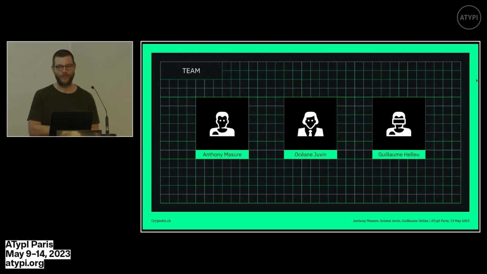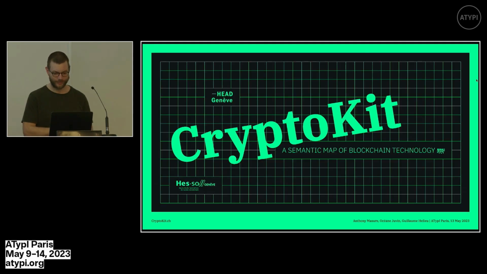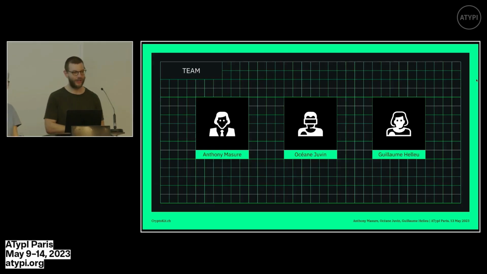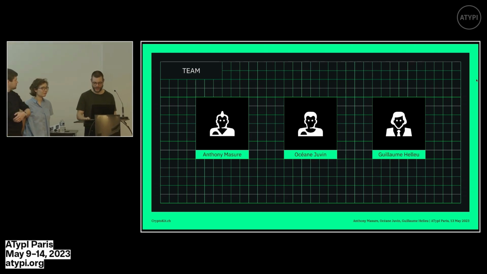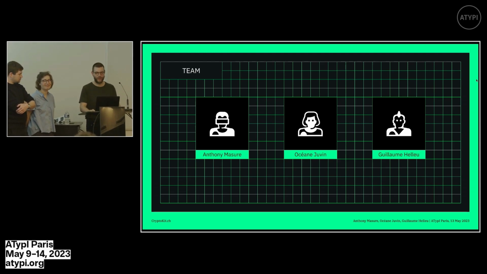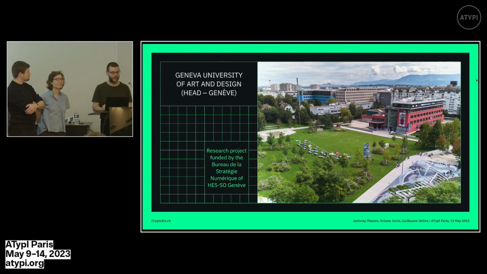I'm Anthony Masure, I'm the Dean of Research of HES-SO Genève. Then Océane, she's a graphic and type designer and alumna from ANRT Nancy. And Guillaume Helleu is associate researcher at HES-SO Genève and co-founder of Hinterland. We are very happy today to present you the CryptoKit project, which was funded by HES-SO Genève.